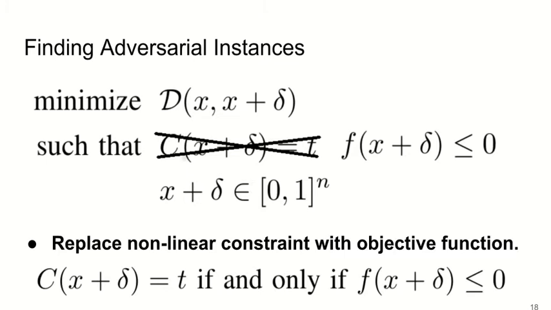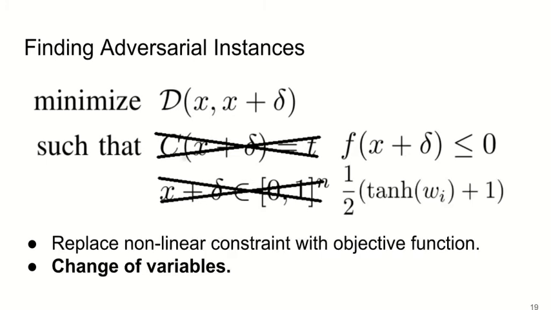And second, we need to do something about this x + delta in the range 0 to 1. And for that we can use the tanh function. And we do a change of variables. We replace x + delta by this function on w. And you can convince yourselves that this yields a value between 0 and 1, because tanh has a range from -1 to 1. When you add 1 and then divide by 2, you will naturally get an output that is between 0 and 1.